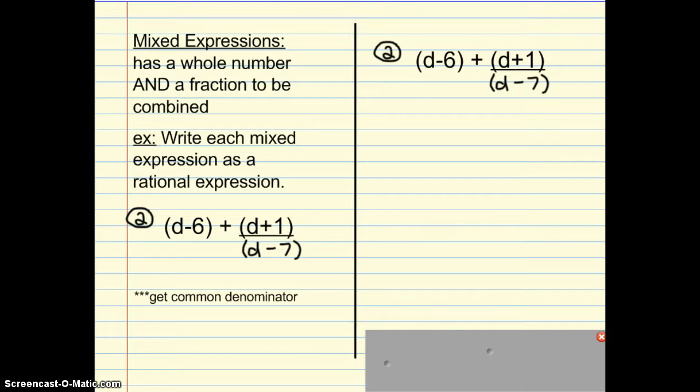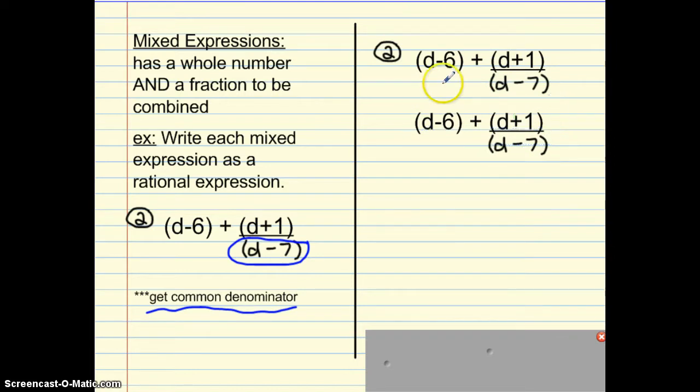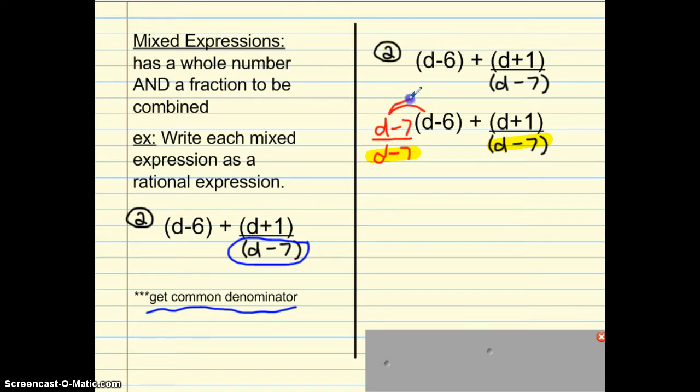Okay, and just another example for this. Again, we're going to need to get our common denominator, which in this case is going to be that d minus 7. So I'm going to multiply by d minus 7 over d minus 7, because again, I will then have my common denominator of d minus 7, but I'll need to clean up the top. So I will need to distribute fully up here.